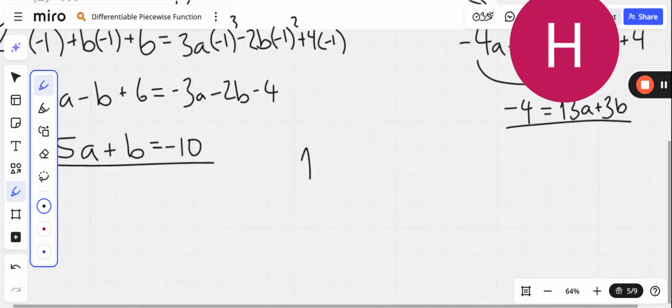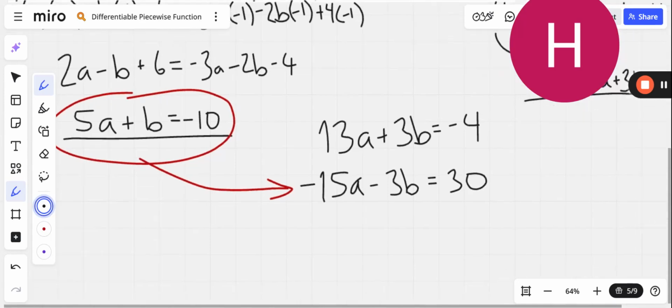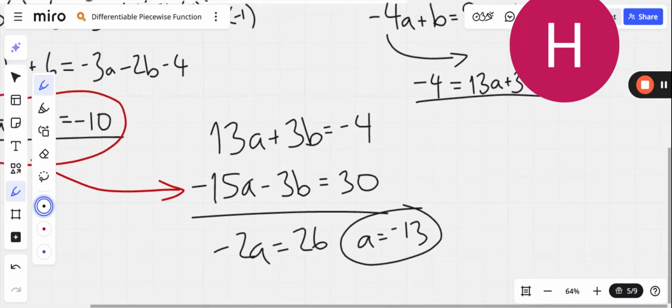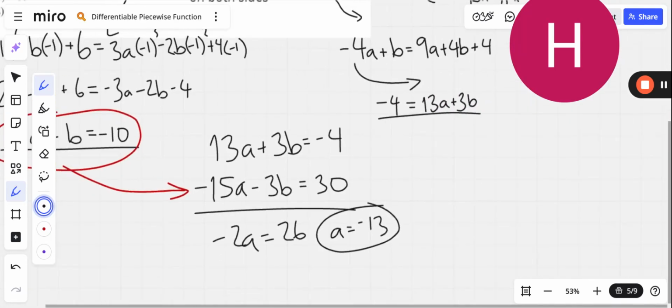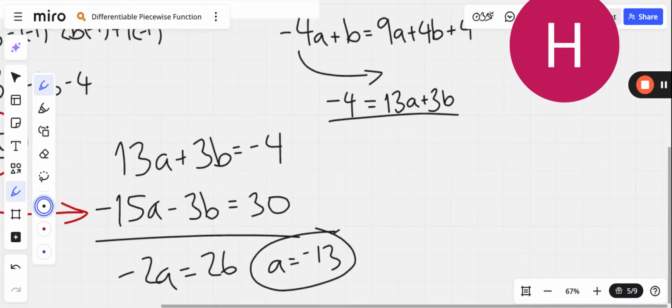We can have 13a plus 3b equals -4, and then I can take this equation and multiply it by -3 to perform an elimination. Adding those together, I recognize that that gives us the value of a first, not the value of b. So if you wanted to go for the value of b first, you could eliminate a. It's just a little trickier. And then at this point, I would just plug in that value for a. You can plug it into whichever one, doesn't matter.